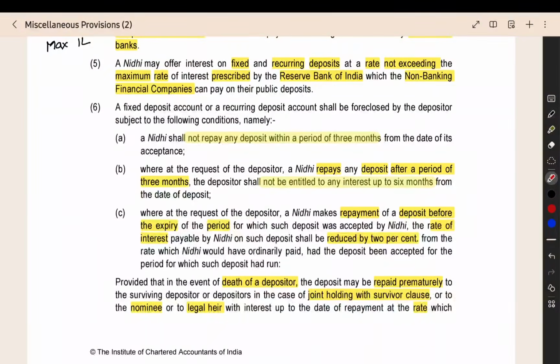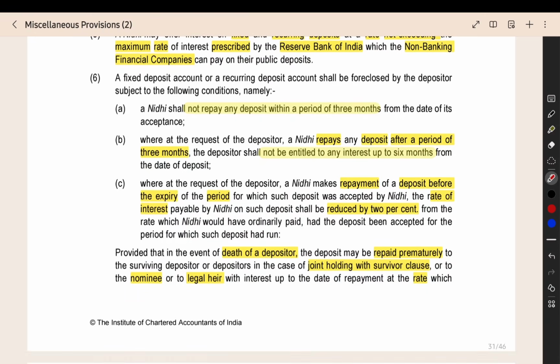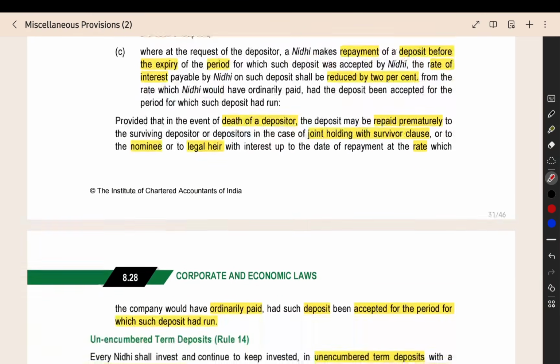That requirement they have given here. Within 3 months, they will not repay that. 3 months is a minimum lock-in period. You cannot withdraw the amount within the 3 months. Then, if you want to go after 3 months, then up to 6 months from the date of deposit, you will not get the interest.